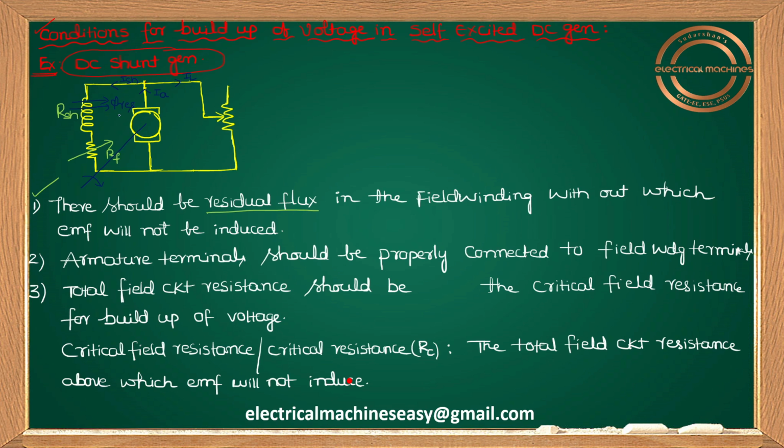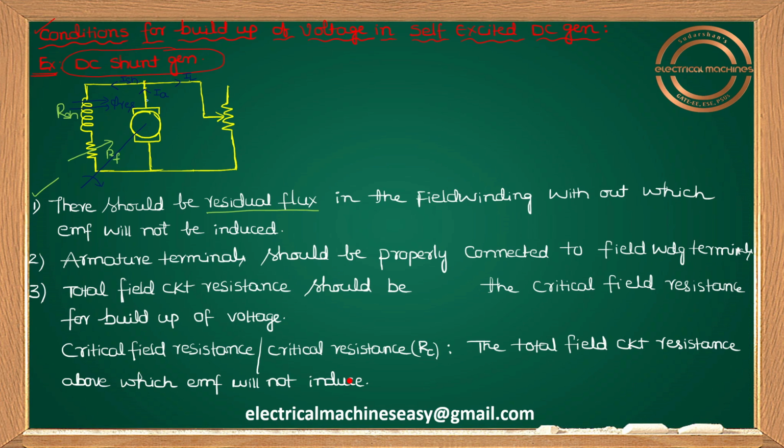So sometimes, though residual flux is there, a self-excited DC generator will still not build up the voltage. The very simple reason for that is, though residual flux is there, the armature terminals should be properly connected to the field winding terminals. Okay, what is that? Armature terminals should be properly connected to field winding terminals.